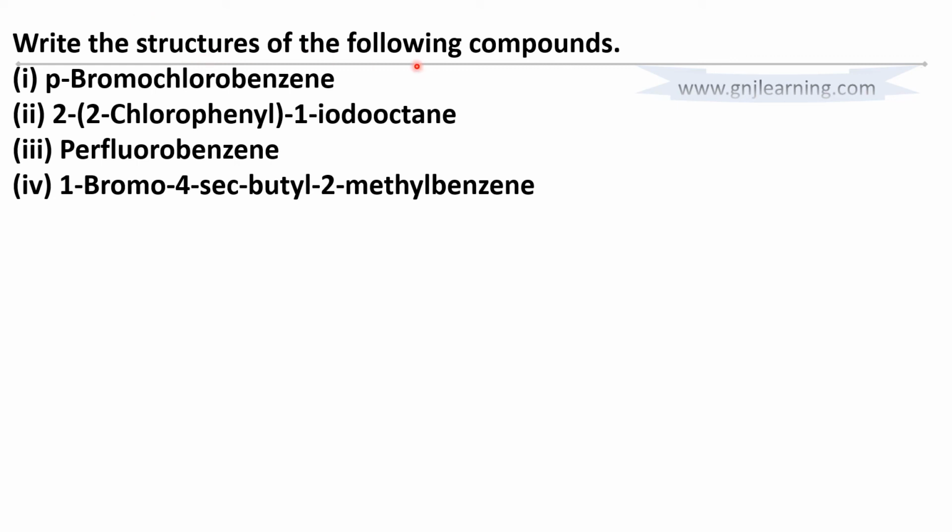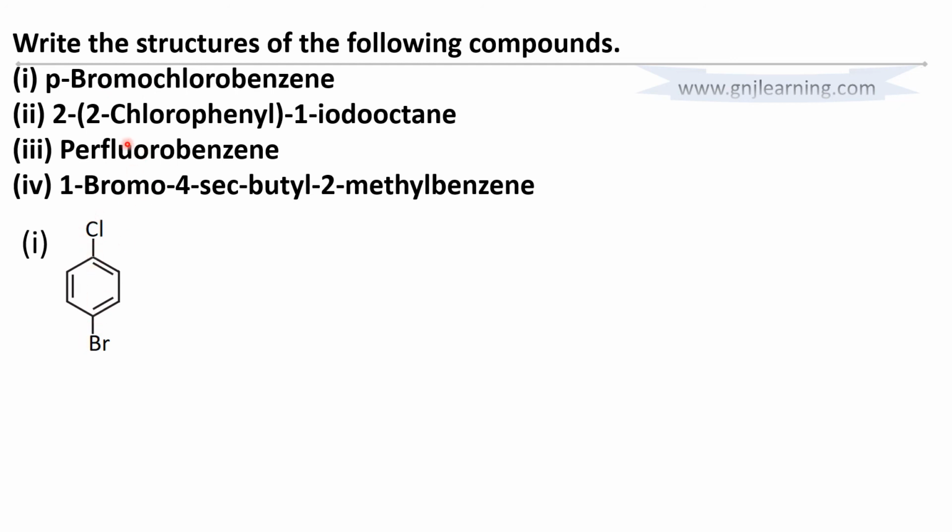Write the structure of the following compounds. I have to write the structure of the following compounds. So first I have para bromo chlorobenzene. Para bromo means first and fourth position on the benzene. It's first and fourth position, that's why it is para. Para bromo chlorobenzene, so I have both in the para positions.